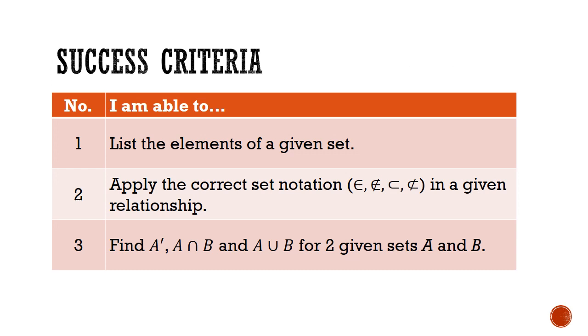The success criteria for today's lesson is for students to be able to list the elements of a given set, apply the correct set notation in given relationships, and to be able to find the complement set, the intersection, and the union of two given sets A and B.